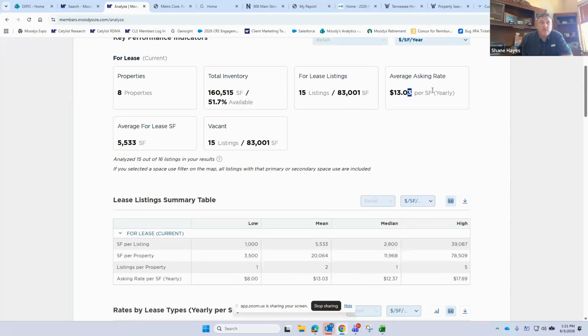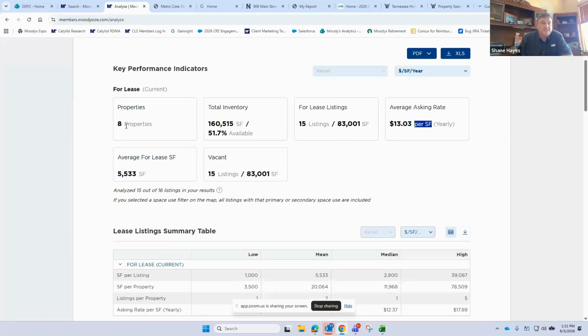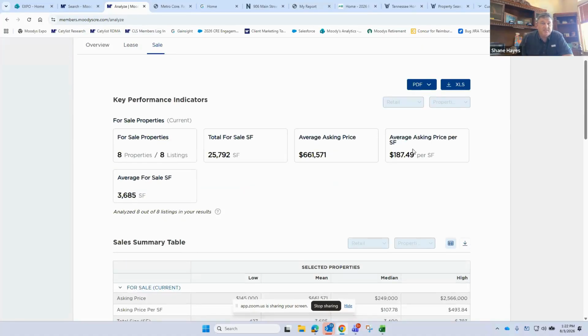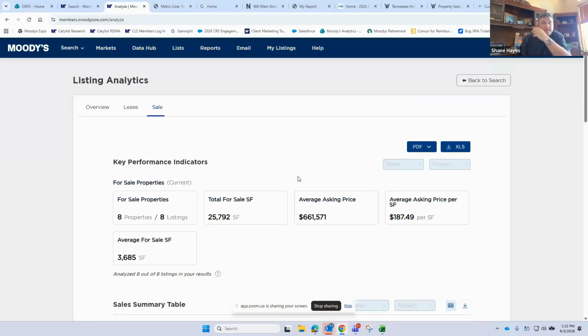So the average cost per foot across the lease listings, so these 8 properties inside this particular area that I've selected, that's the average cost per foot. And then if you go to sell, because there were a couple of sell properties, this is the average asking price per foot, so $187 a foot. So you can look at those numbers and get an idea of what's going on in that particular area, and you can download that information here in a spreadsheet or a PDF.